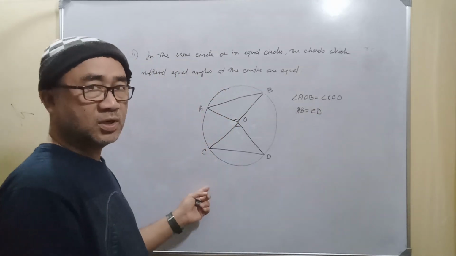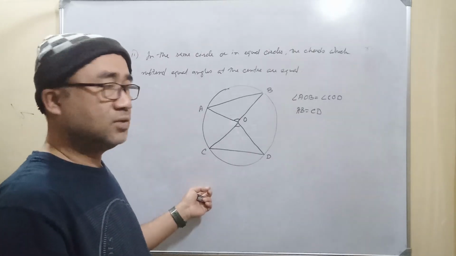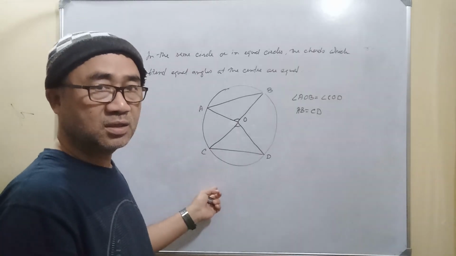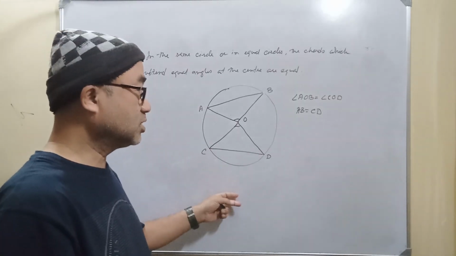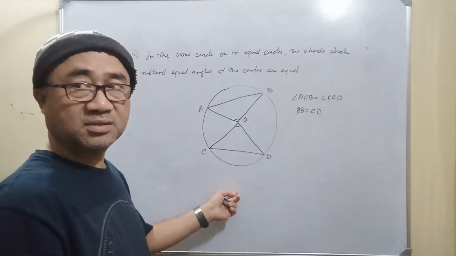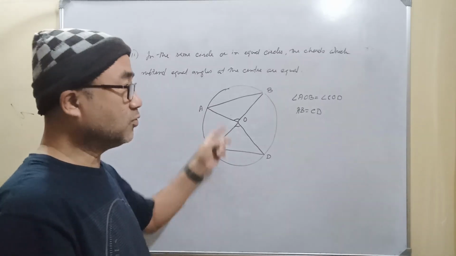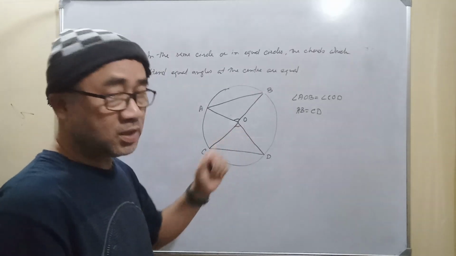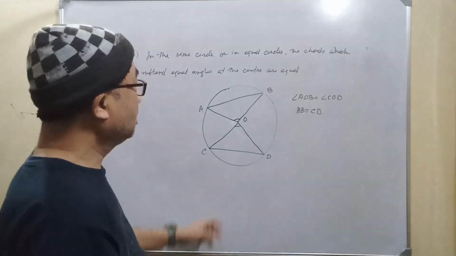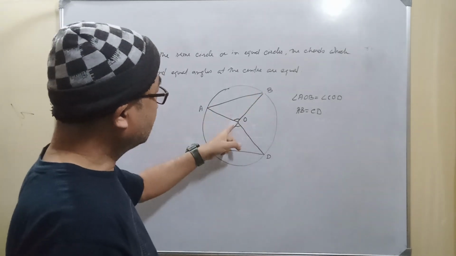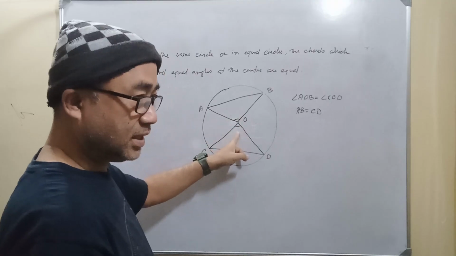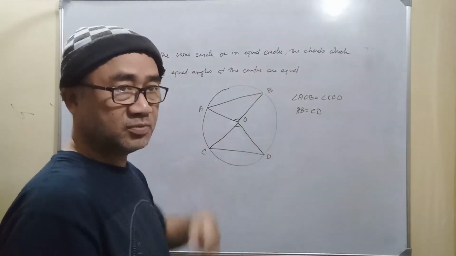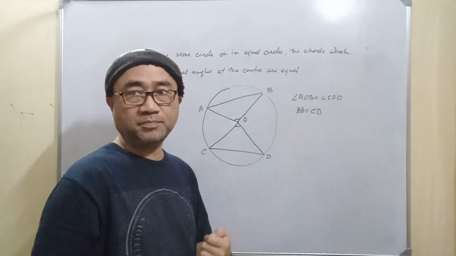This is also a property of circles, and you don't have to prove it. Just remember it, and it will be used in applications. The proof is not required. You just have to remember the property that if the subtended angles are equal, then the chords are equal. It is kind of a converse of the first property that we did earlier.